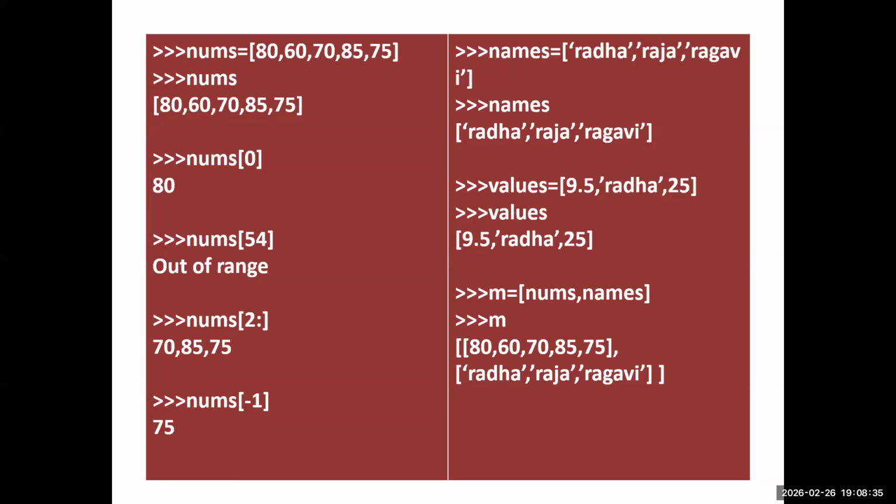Suppose we want to print the list from the second location. You can give 2 colon, and the printed values will start from the second location to the end. Nums of minus, you know very well about that. The last value location is -1, which is 75.